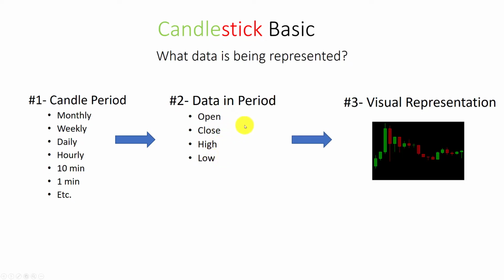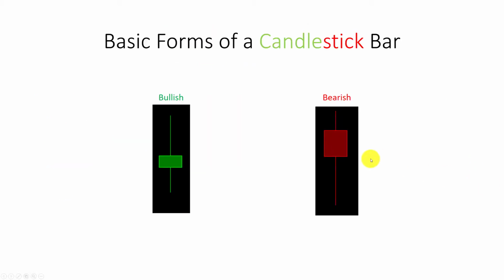And then the third is the visual representation, and your charting package will print out a candle like this. And there's two basic forms of candlestick bars, and it's going to be a bullish candle and a bearish candle. Now generally your bullish candle is going to be green and your bearish candle is going to be red, but this can be changed in your software, but this is the standard form.